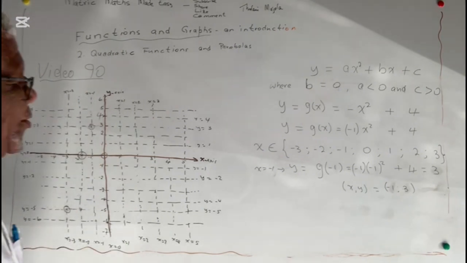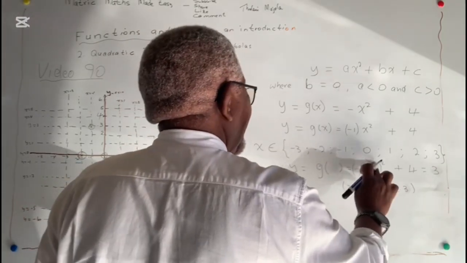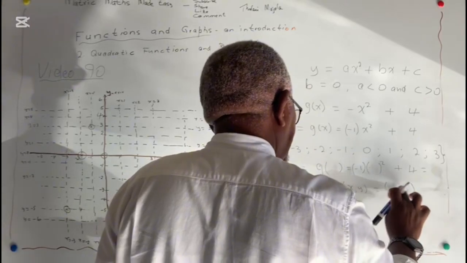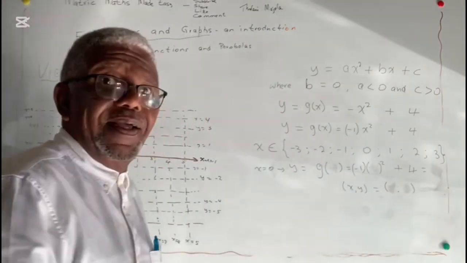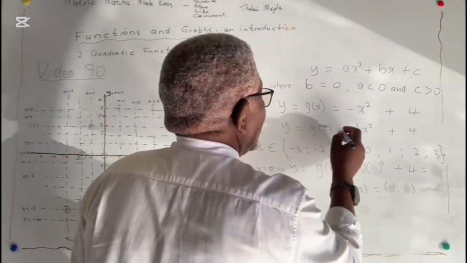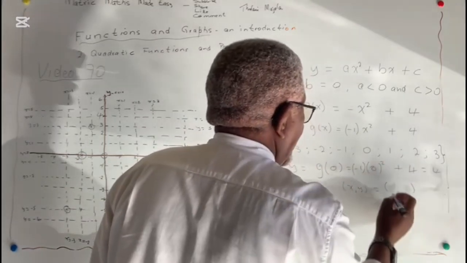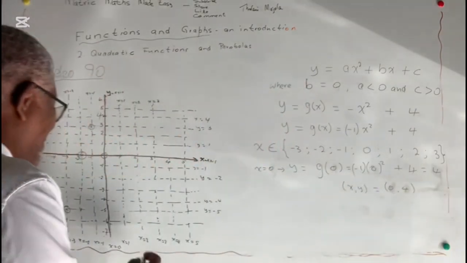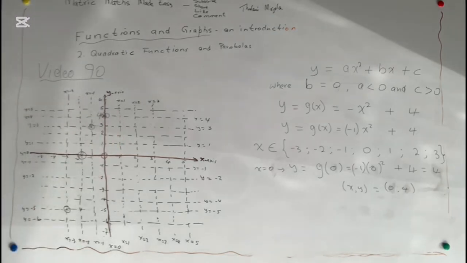And move on to x equal to 0, which would be our intercept now. When x is equal to 0, we get our y-intercept. g of 0 is negative 1 times 0 squared, which is 0, plus 4 gives you 4. So the y-intercept has coordinates 0 and 4. When x is 0, we got 4, which is your y-intercept.